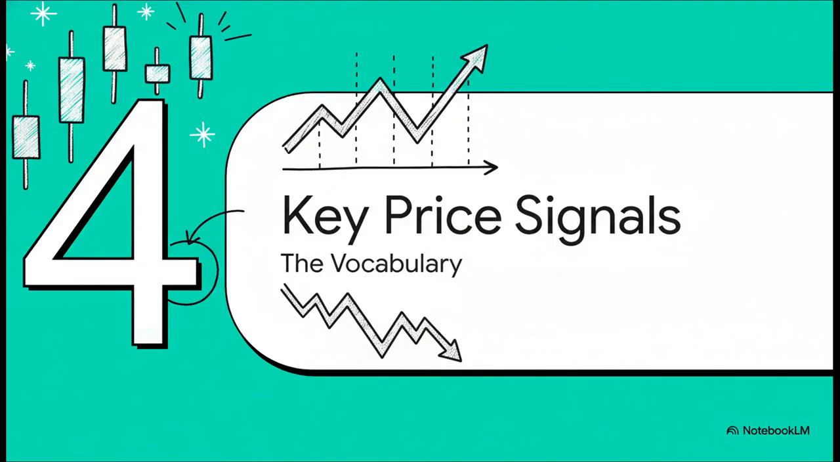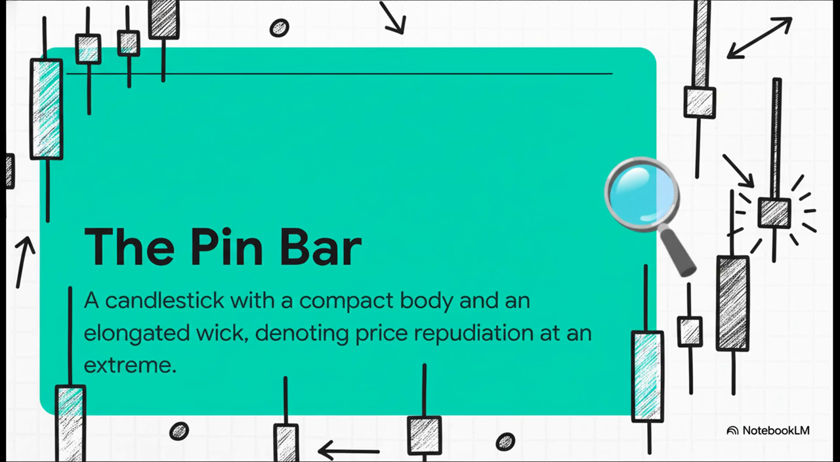So if market structure is the grammar, what's the vocabulary? Well, these are specific candlestick patterns. Think of them like keywords or phrases that give us big clues about where the market might be turning. One of the most powerful signals you can learn is the pin bar. You can spot it easily. It's a candle with a really small body and a long tail, or wick, and its name kind of gives away what it does. It shows that the price moved to a certain level and then got sharply pinned back. It's a sign of rejection.